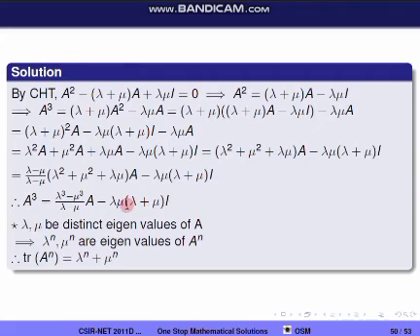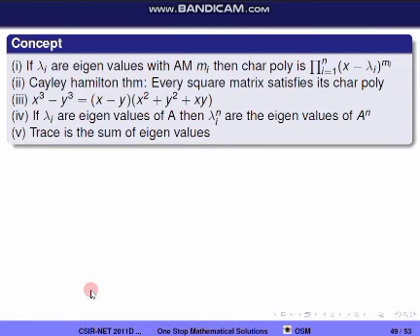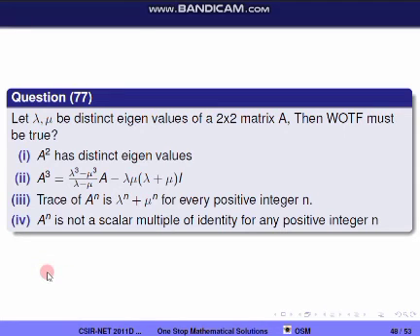Okay, next options. If λ and μ are distinct eigenvalues of A, then λⁿ, μⁿ are eigenvalues of Aⁿ. And trace of Aⁿ is the sum of eigenvalues of Aⁿ, that is equal to λⁿ plus μⁿ. So now we'll check the correct options. So the correct options are 2 and 3.